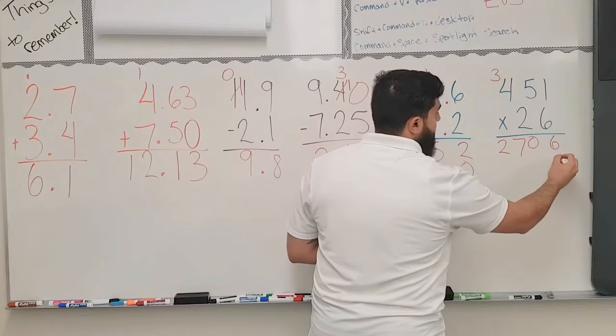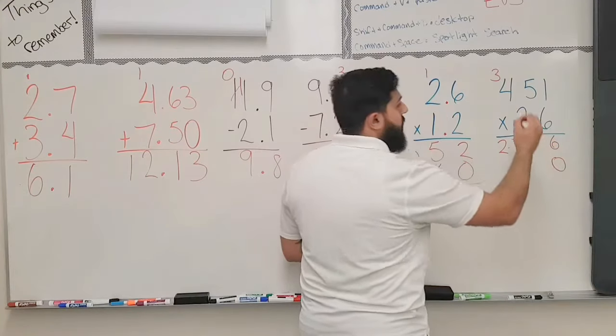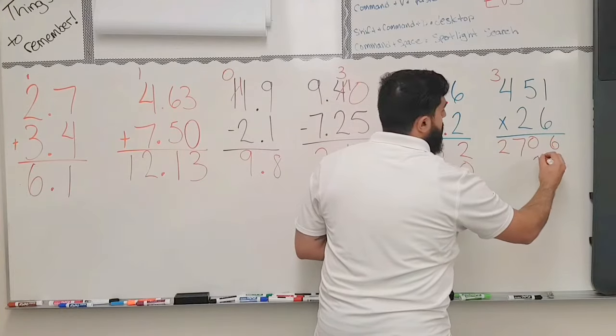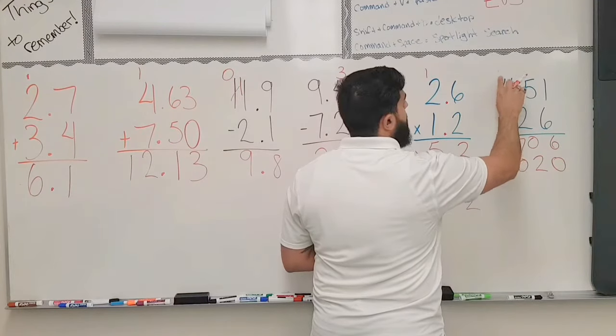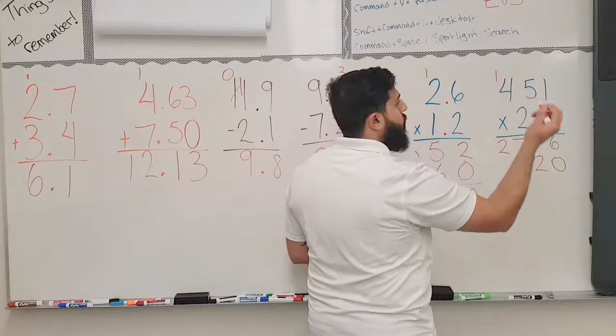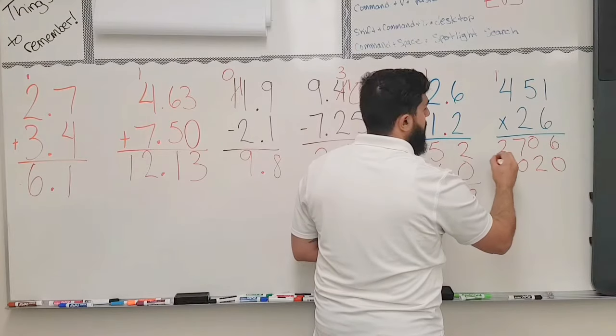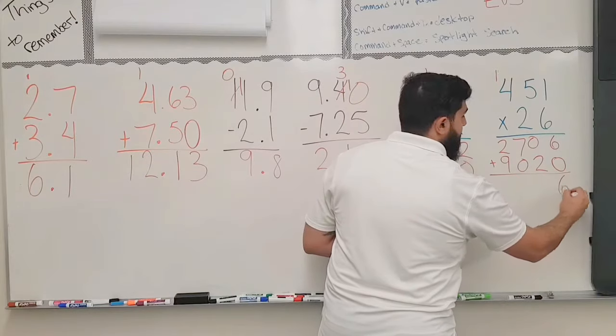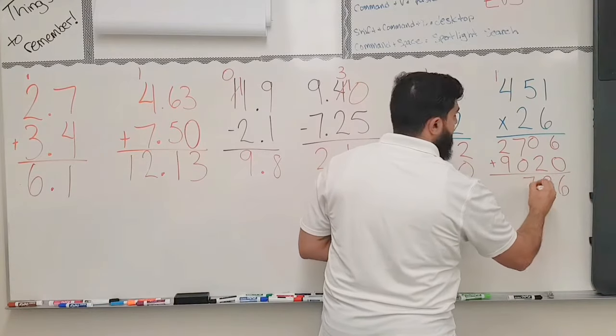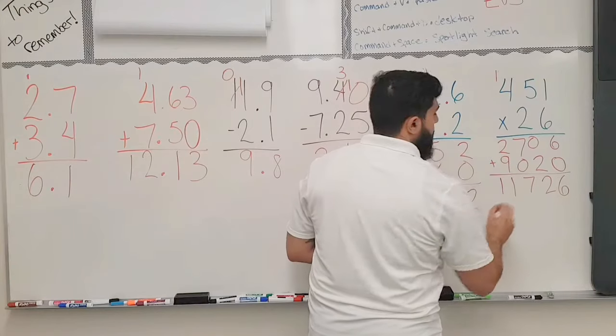Because we're going to the tens again, we're going to add the 0. 2 times 1 is 2. 2 times 5 is 10. We're going to carry that 1 up. 2 times 4 is 8. Plus that 1 gives us 9. Then we add everything. We have a 6, 2, 7, and 11.